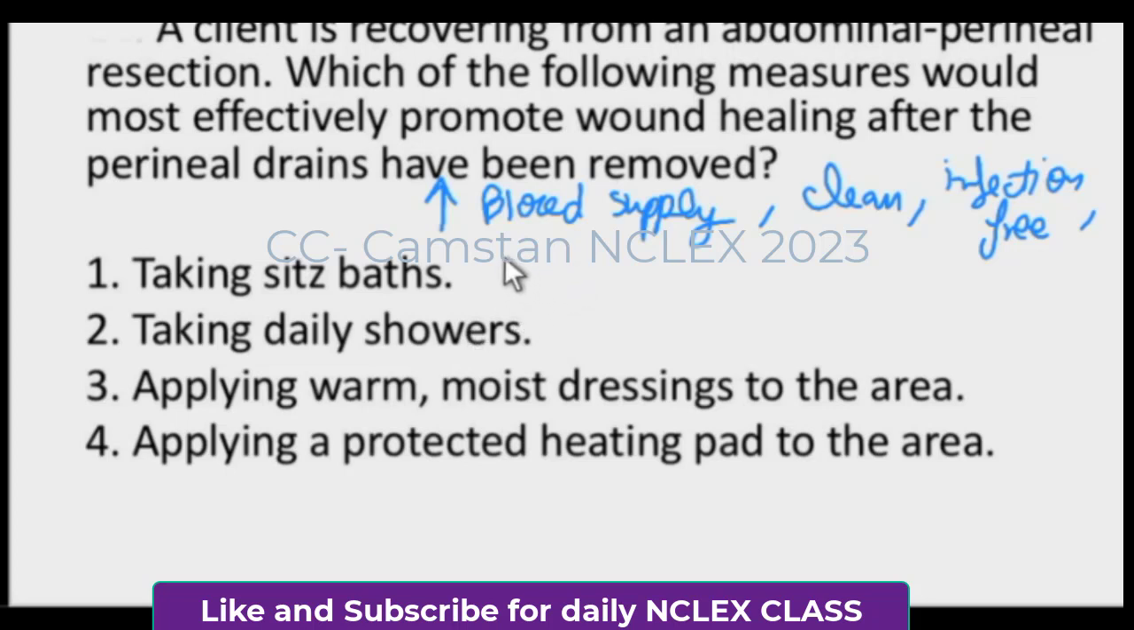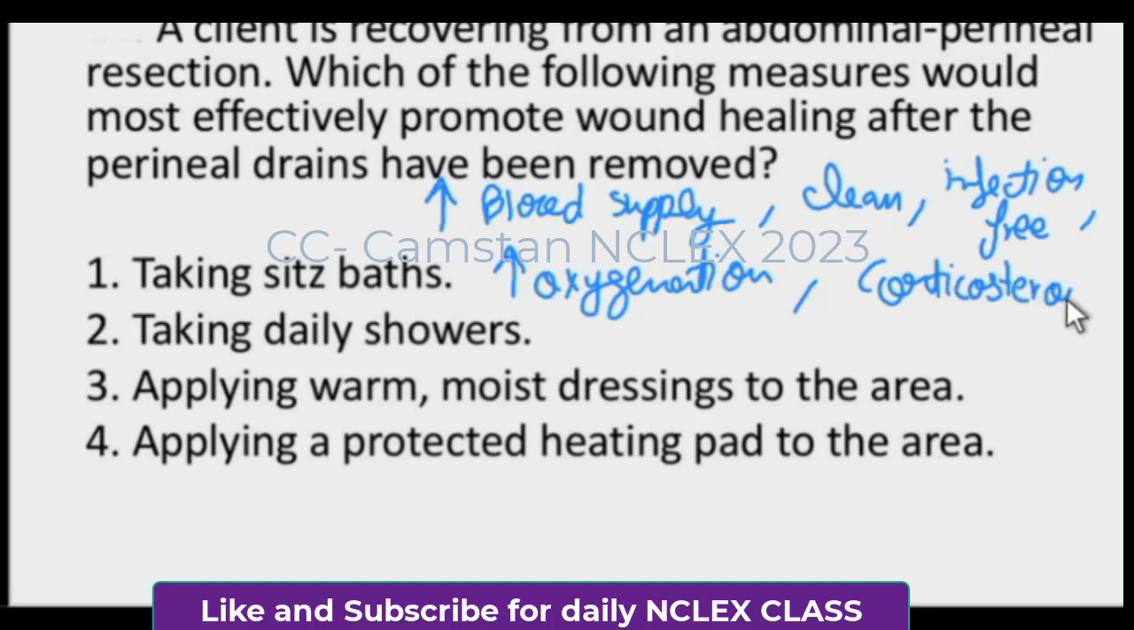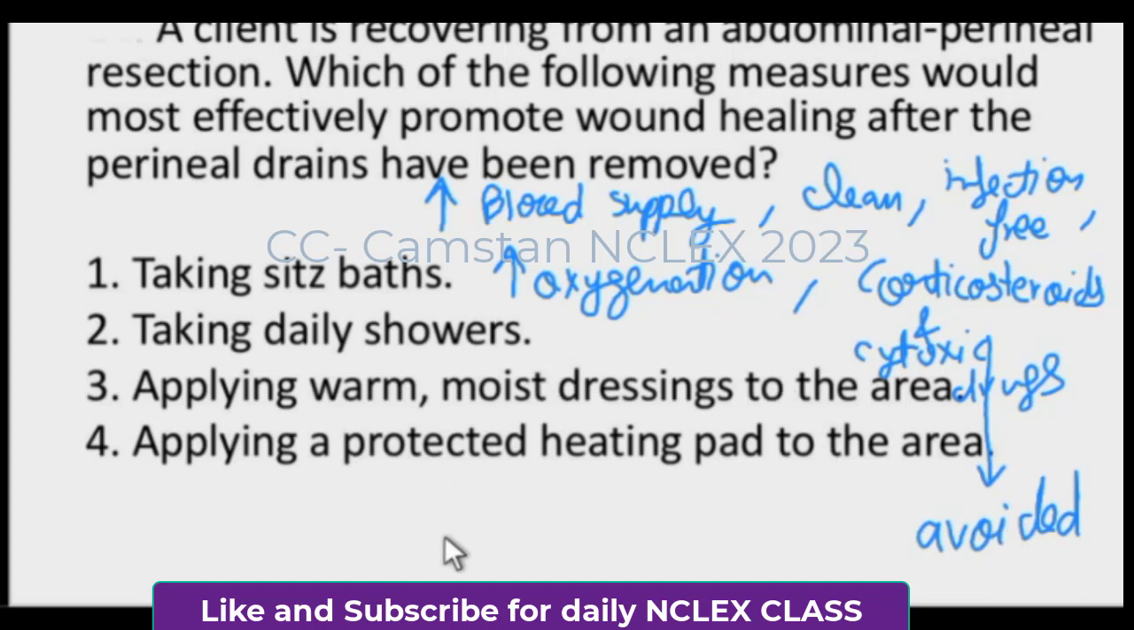Then adequate oxygenation. It is most important because a few bacteria which thrive in anaerobic conditions get killed during oxygenation. So adequate oxygenation is required. Then avoiding certain drugs like corticosteroids and cytotoxic drugs. They need to be avoided for proper wound healing. Then the other factor is preventing the wound from hypothermia.